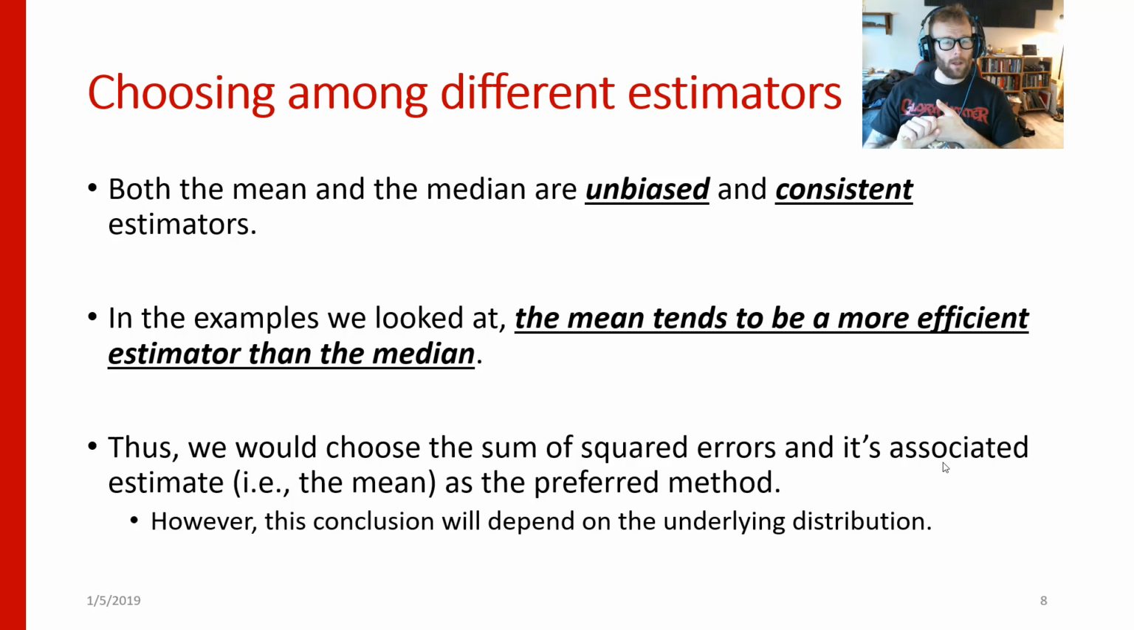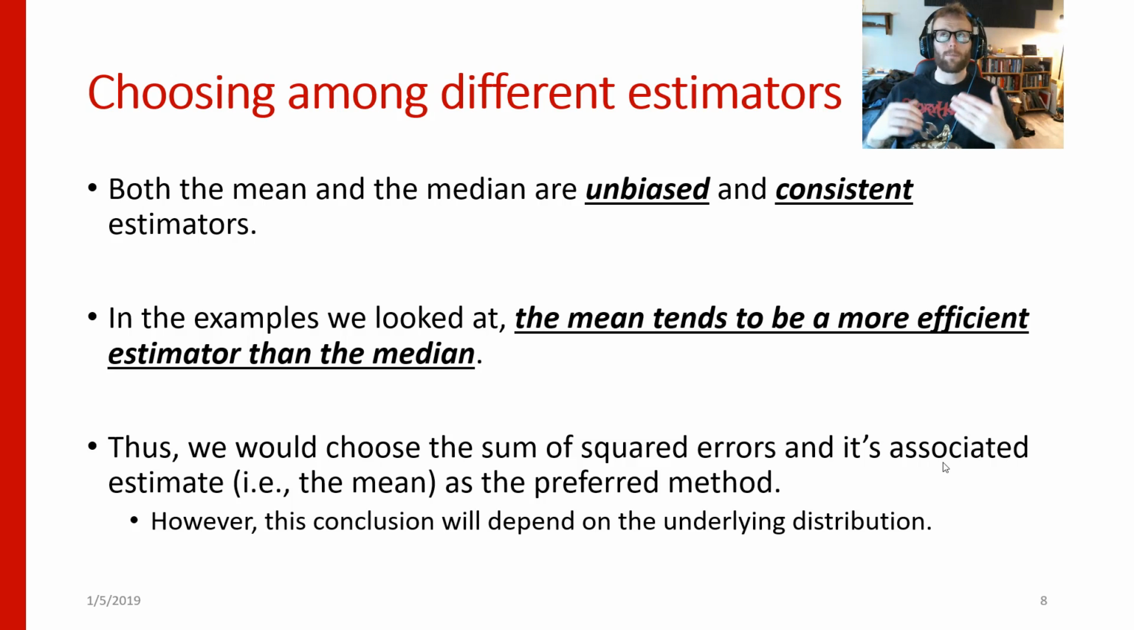However, in the examples that we looked at, sampling from a normal distribution and sampling from a uniform distribution, the mean tends to be a more efficient estimator than the median. And this is true for a lot of different distributions as well. But in general, this is why we're going to prefer the mean and the sum of squared errors, because it leads to more efficient estimation than choosing the median and the sum of absolute errors.